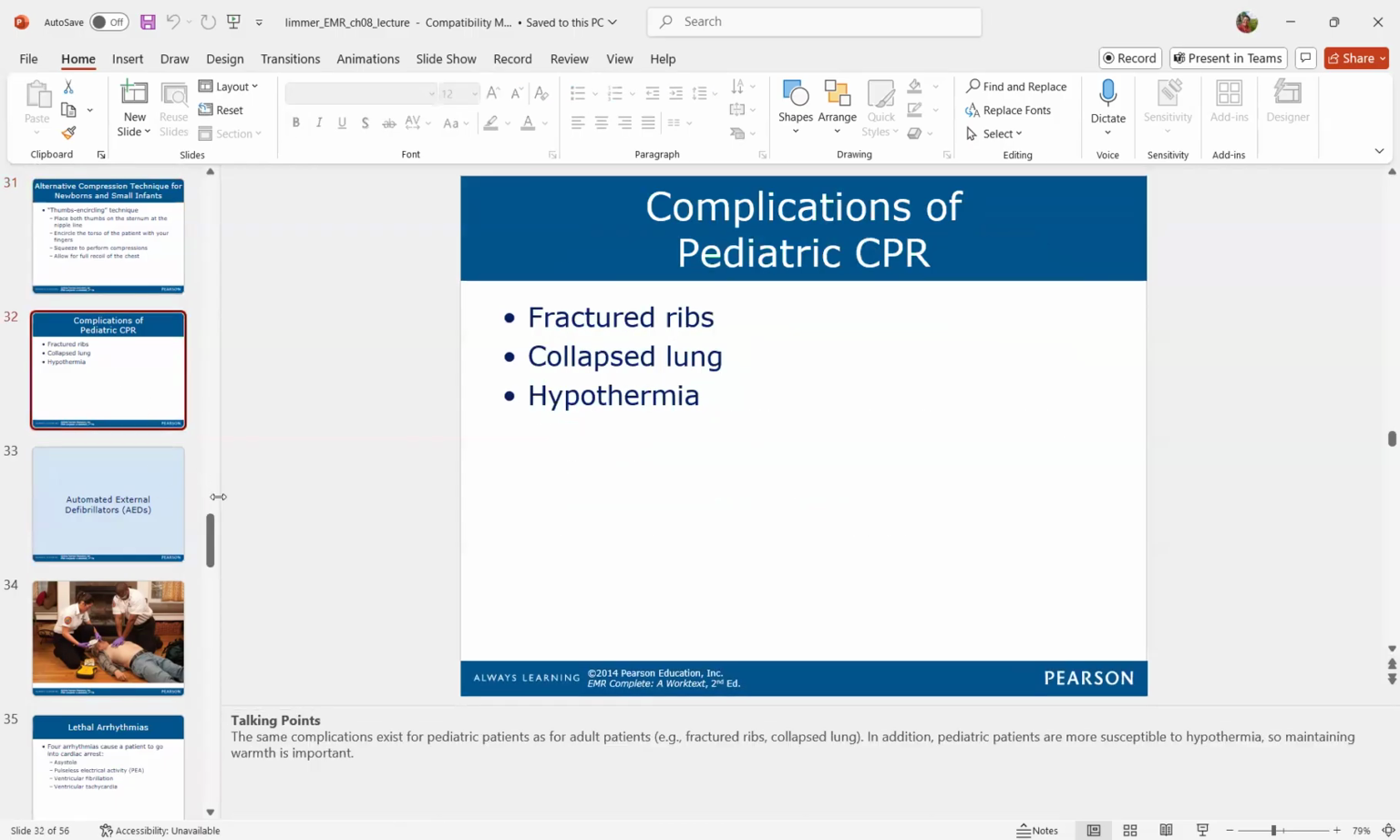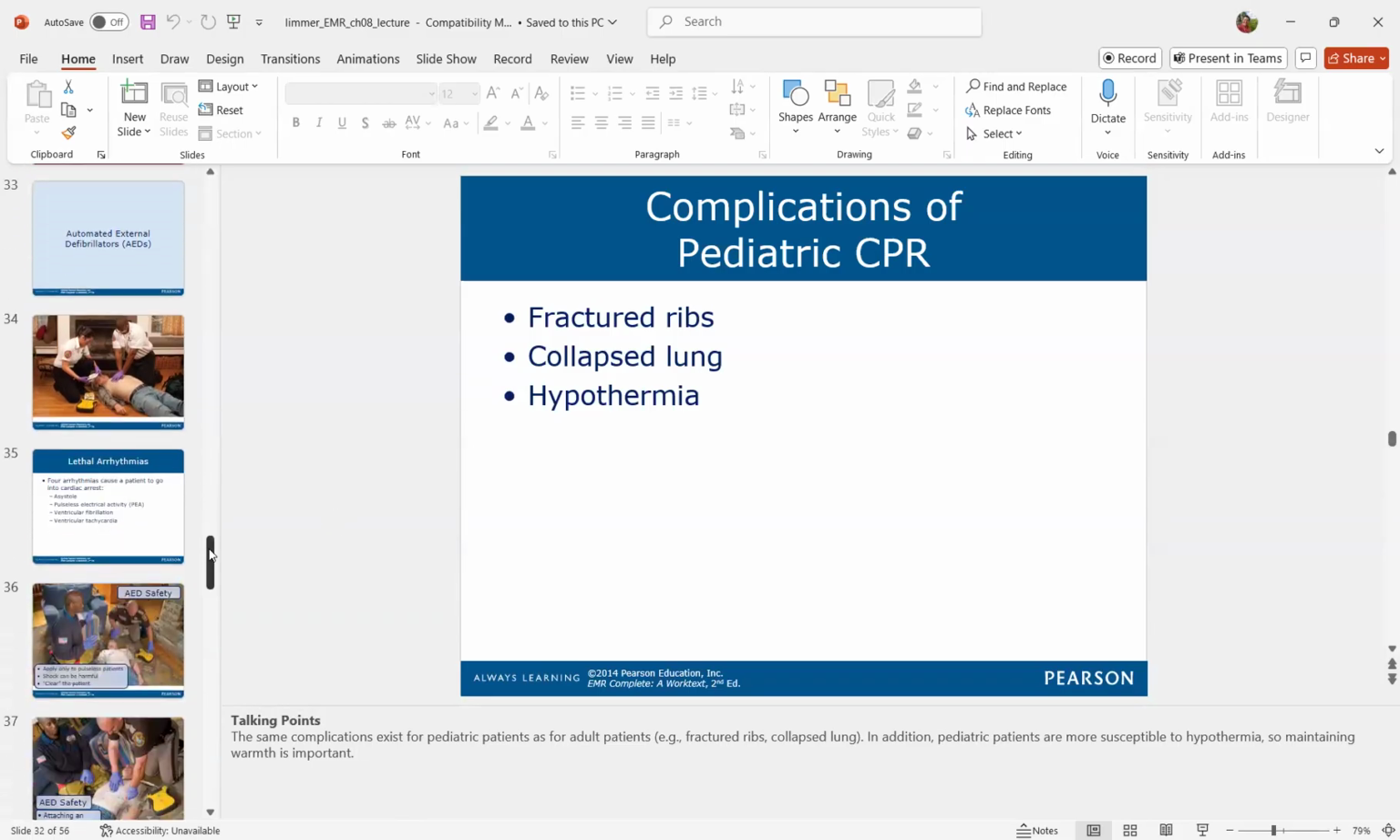Complications, same thing. We can fracture ribs, we can collapse lungs, hypothermia. So we want to maintain warmth. Once we have the chance, we can put a blanket on them. But same complications we have as the adults.